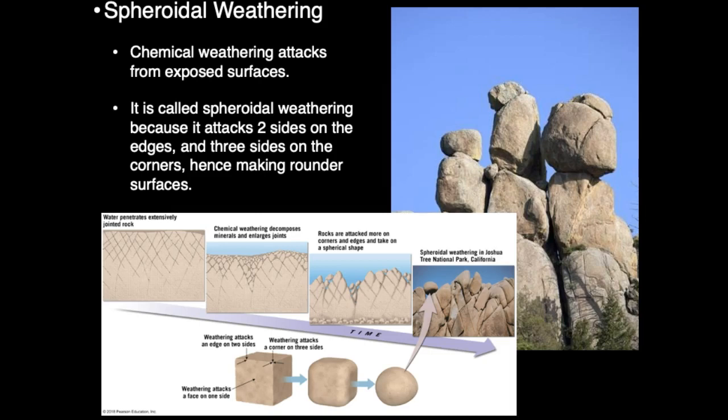Overall, it wears these areas down faster, and it leaves them as nice round surfaces that look like spheres or sphere-like shapes, and that's why this type of feature is called spheroidal weathering, because the weathering causes sphere-like shapes. The image right here shows you the progression of how that is formed, I think, pretty well. And the image on the right shows you just another place where you can find spheroidal weathering.